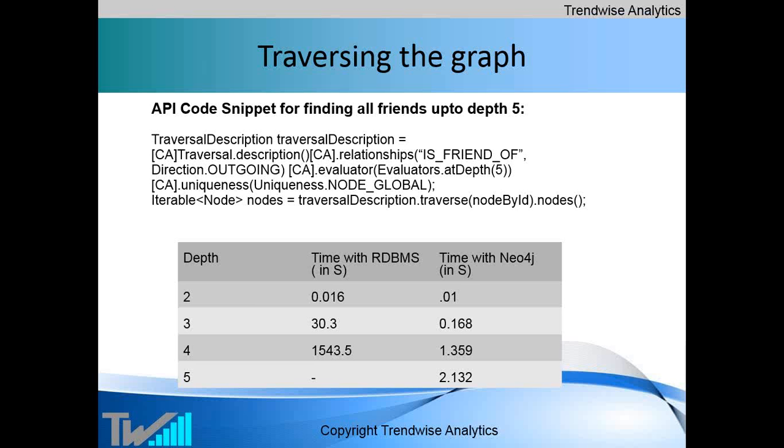In the case of an RDBMS, as long as it is 2 to 3 levels, it looks okay. A quick comparison is given here. But the moment you go to 3 or 4 levels, you'll see a huge, huge difference in performance. While Neo4j can bring the 4th level within 1.3 seconds, in the case of an RDBMS, it would take forever. So that is, I think, the major advantage of a graph database.